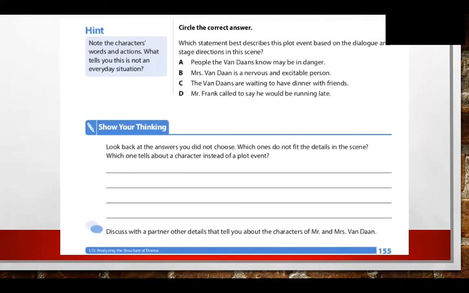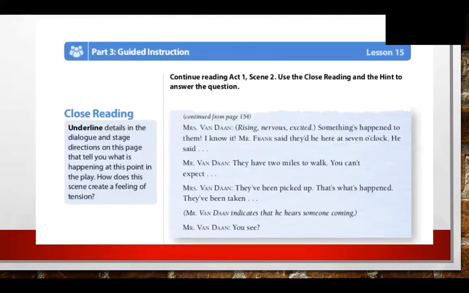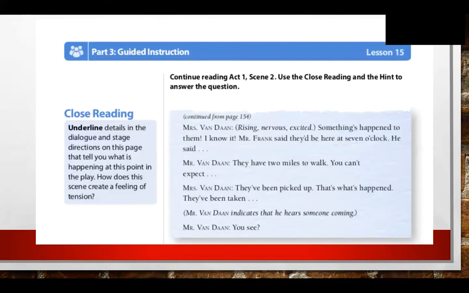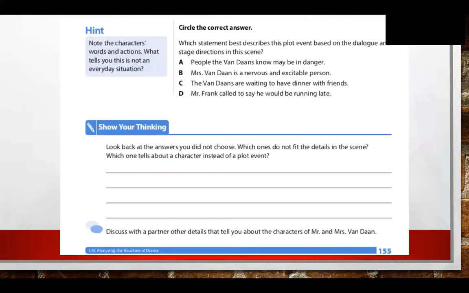All right, on the bottom half of the page, it says circle the correct answer. We've done these 1,000 times, y'all. We know how to do it. Which statement best describes this plot event based on the dialogue and stage direction in this scene? So what we just read right here, it wants us to note the character's words and actions. What tells you that this is not an everyday situation? Okay, so an everyday situation. We know that this is not an everyday situation, but there are some things in here that show us that.